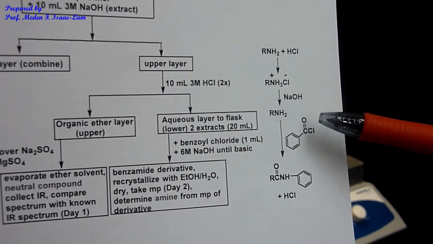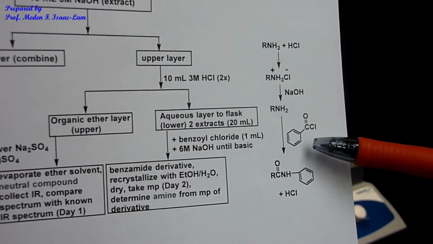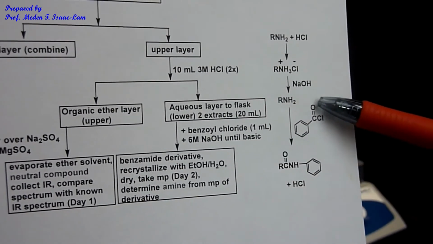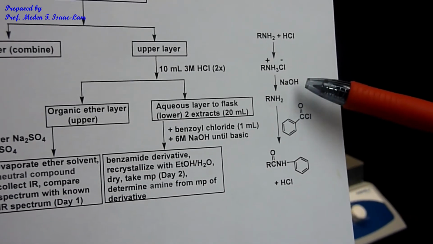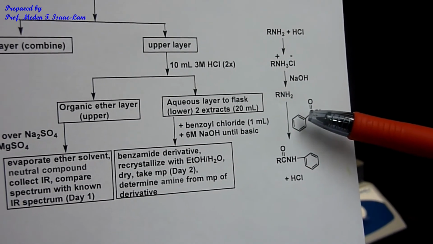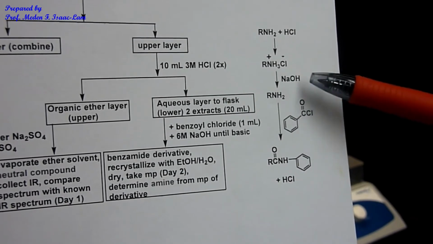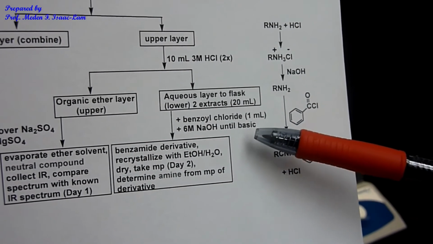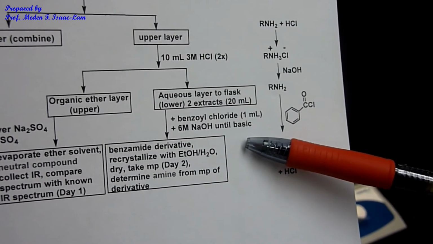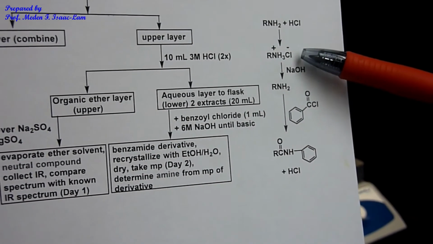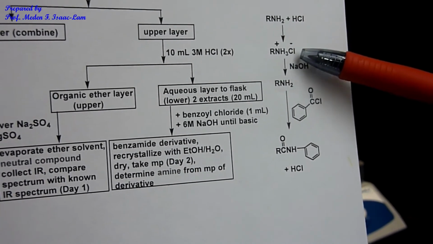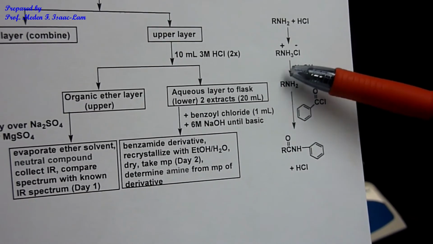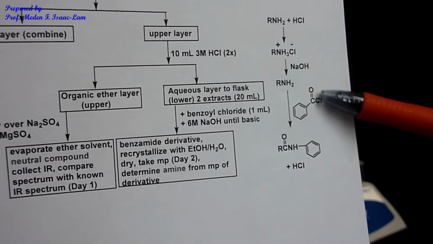I'm now going to add, at the same time, a reagent, which is benzoyl chloride. This is the structure, and I'm also going to basify it. I'm going to make it alkaline by adding 6 molar sodium hydroxide until basic. The purpose of the sodium hydroxide is to neutralize or get rid of the hydrochloric acid and then free my NH2 so that it can react with this reagent.